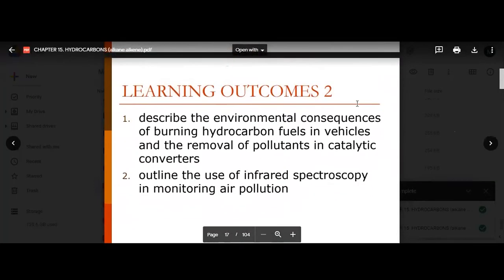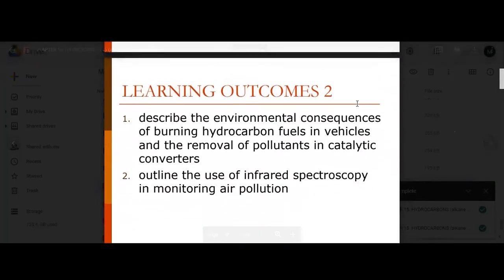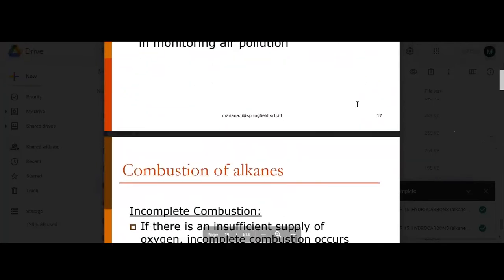Okay, let's continue with the second learning outcome. This is about the environmental consequences if you burn hydrocarbons, and then how to remove the pollutants, and how to use infrared spectroscopy in monitoring air pollution.